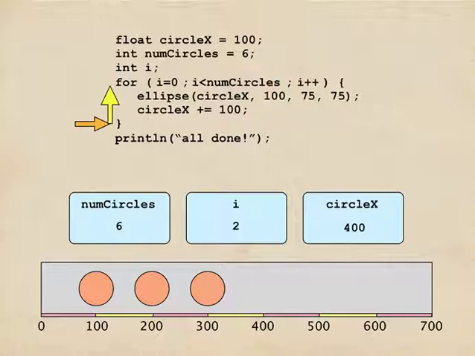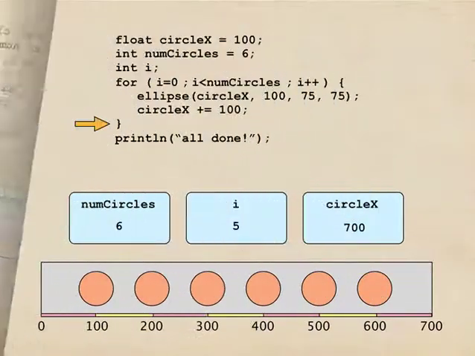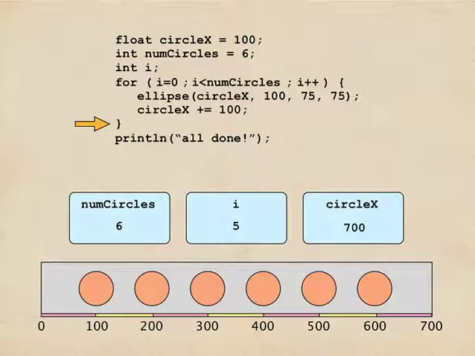So our job is to go back up to the top. Well, you get the idea. This goes around and around. So let's jump to the last step. We've now drawn 6 circles. So num circles is still 6. Circle x, which tells us where the next circle will be drawn, has made its way up to 700. And the value of i is now 5. We're at the last line of the loop.